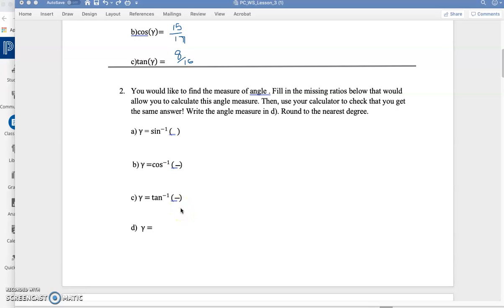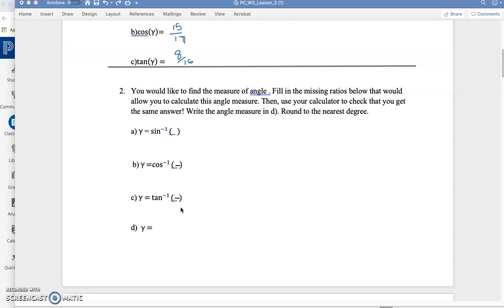All right, so for number 2, it says you would like to find the measure of an angle. So we're going to use the inverse of sine, cosine, and tangent to find the measures of the angle. Fill in the missing ratios below that you would use that allows you to calculate this angle measurement. Then use your calculator to check that you get the same answer. Write the angle measurement in degrees.